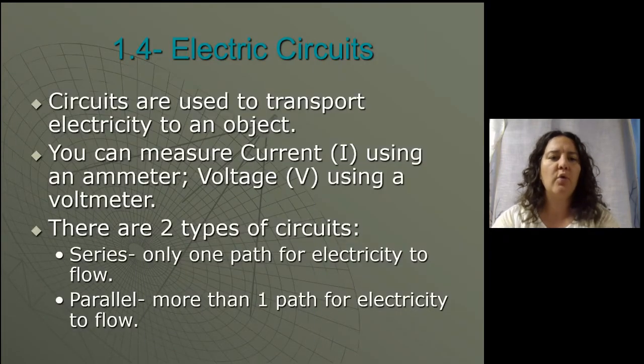Circuits are what is used to transport electricity to an object. We measure current, voltage, and resistance when we're talking about electric circuits. We measure current using an ammeter in amps, voltage using a voltmeter in volts, and resistance using ohms. There are two general types of circuits: series, where there's only one path for electricity to flow, and parallel, where there is more than one path that electricity can flow through.